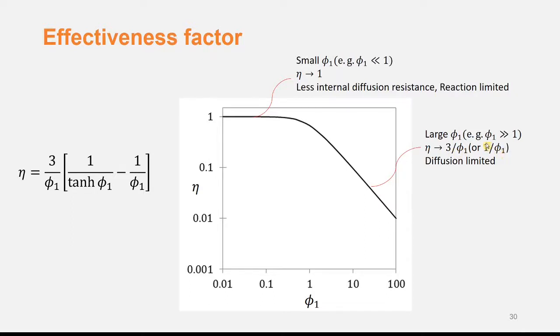So to recap, small values of the Thiele modulus phi 1 means that the effectiveness factor eta goes to 1 and the internal diffusion resistance is negligible. For large values of the Thiele modulus phi 1, the effectiveness factor eta gets small, like 1 over phi 1, and this means that the internal diffusion resistance is very large. The effectiveness factor eta is the actual rate divided by the rate in the absence of internal diffusion resistance.